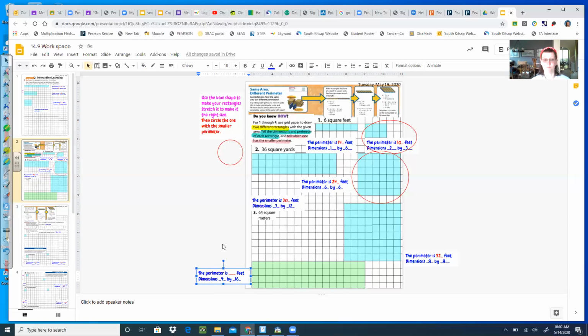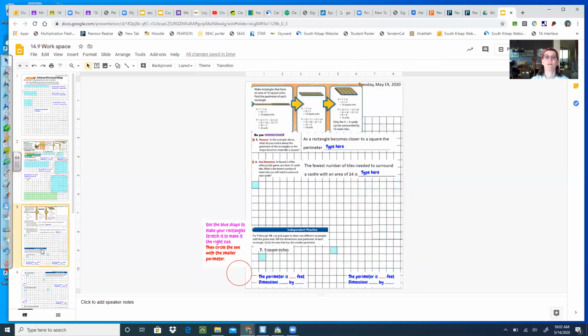Now we got to find the perimeter. 4 plus 16, 16 plus 4 is 20. 20 plus 20 is 40. So we want to circle the one that has the smaller perimeter. So we want to circle this guy. Control C, Control V. So one thing I'm hoping you're noticing is we circled shapes that were either squares or they were more square-like. The skinnier and longer the shape, the larger the perimeter.